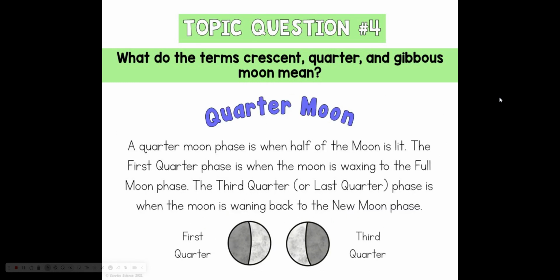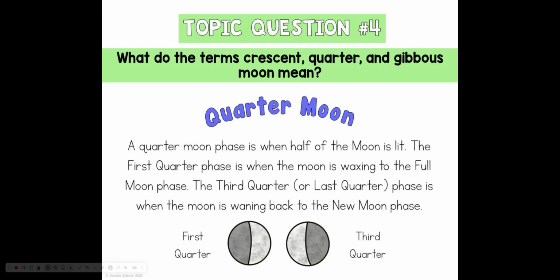Then we have quarter moon, and we just have 2 quarters. One is the first quarter, and one is the third quarter. During the first quarter, we are going from a completely new moon towards a full moon. So the light is growing on the right, so that is first quarter. And then for third quarter, we're going from a full moon back to a new moon. So the light is waning. So when the light is on the left, that is third quarter, and it's also known as last quarter.